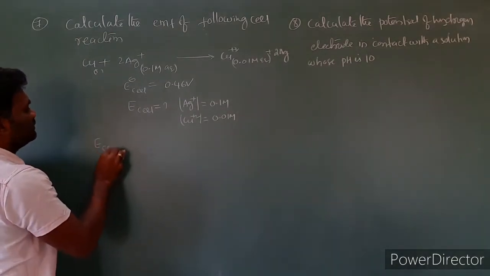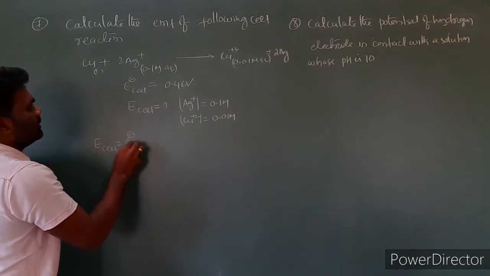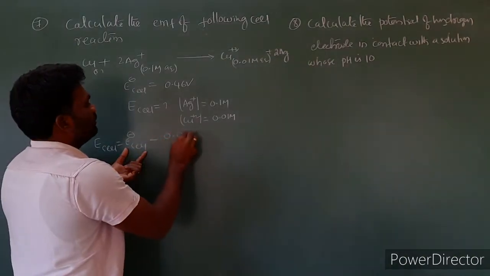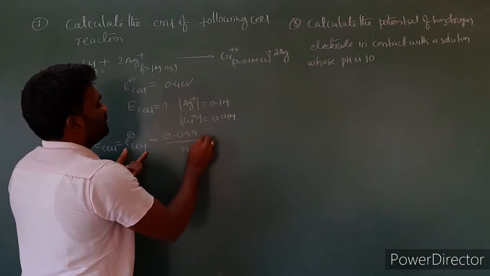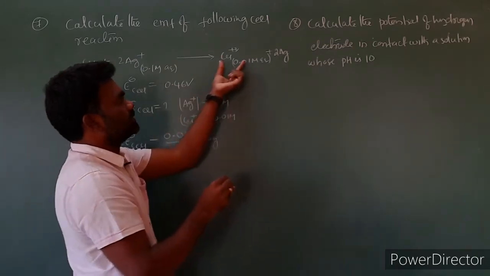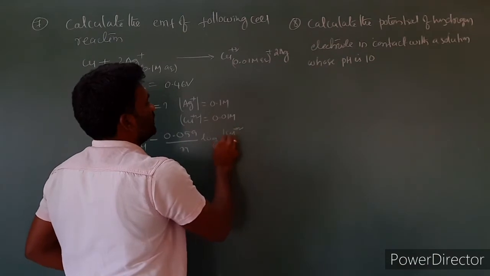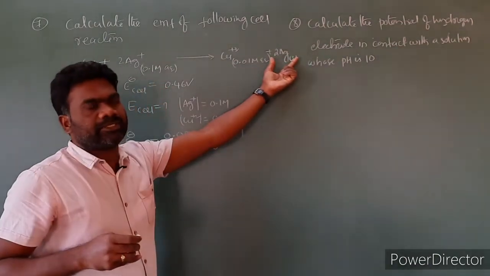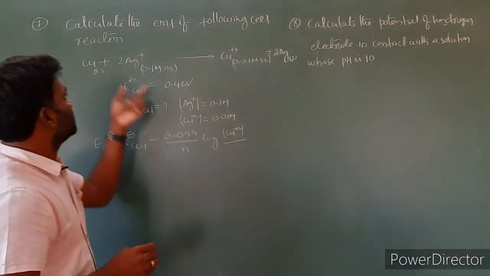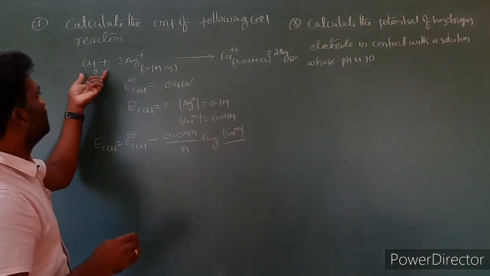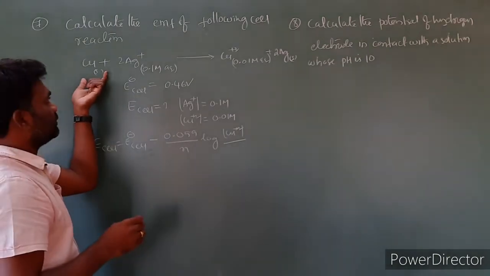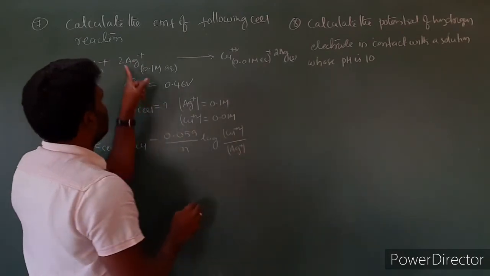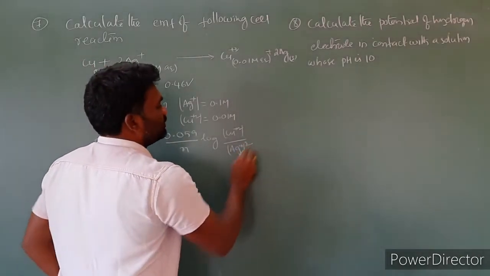Then E cell is equal to E standard cell, the standard potential of the cell, minus 0.059 by n log concentration of products by concentration of reactants. We have to take here Cu2+ ion. Ag is a solid, so the concentration of solids will be taken as unity. Cu is a solid, its concentration is unity. Then we have to take the concentration of Ag+ ion with the stoichiometric coefficient, which is 2, power 2.